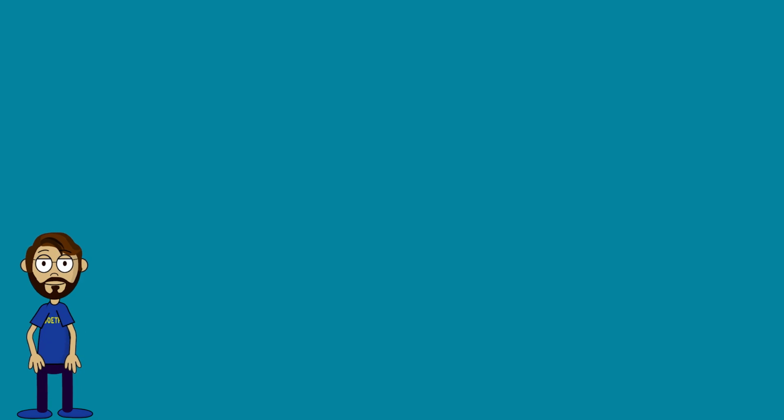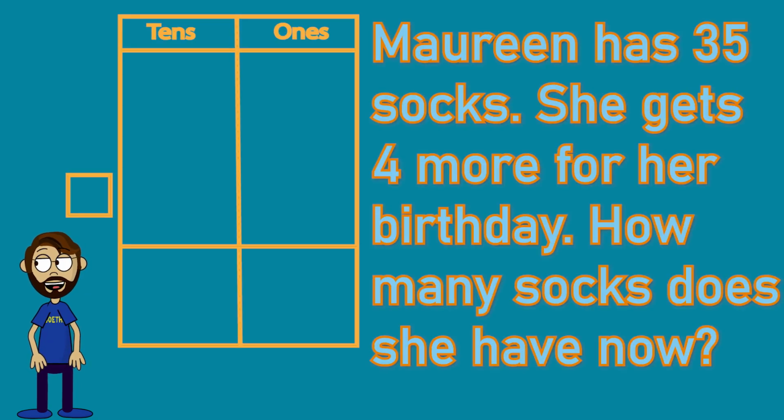In our next problem, Maureen has 35 socks. She gets 4 more for her birthday. How many socks does she have now? So she ends up with 4 more socks, which, if you remember, means addition. So we're going to use a plus. We're going to put these numbers together.